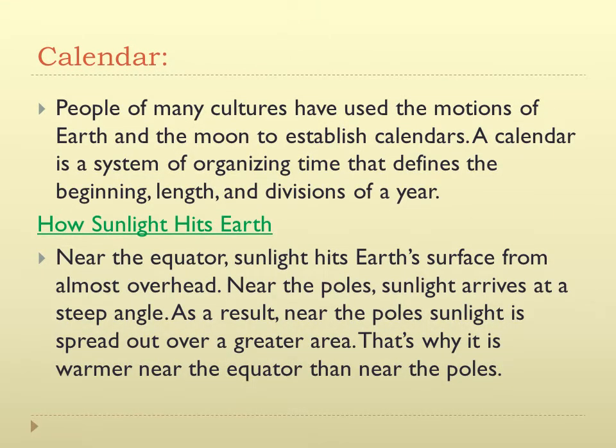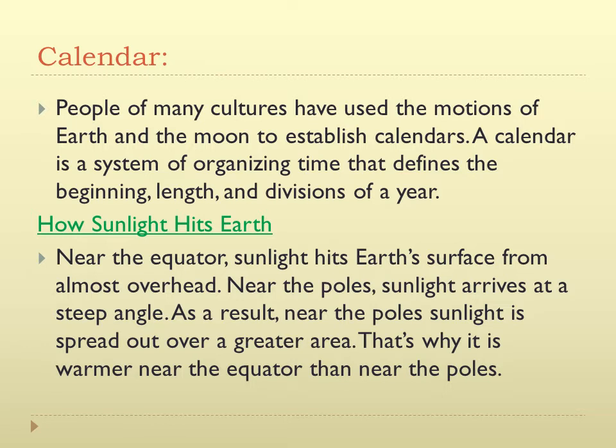What is a calendar? People of many cultures have used the motion of Earth and Moon to establish calendars. A calendar is a system of organizing time that defines the beginning, length and division of a year. We are using two calendars, the lunar calendar and the solar calendar. The lunar calendar is based on the Moon's revolution around the Earth, and the solar calendar is based on Earth's revolution around the Sun.